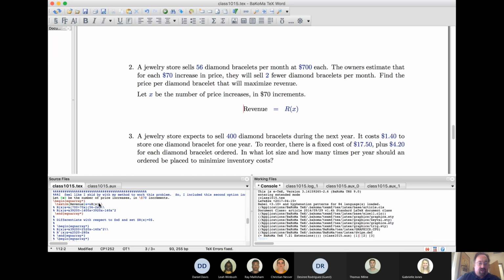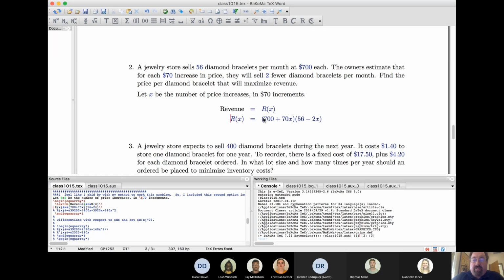All right, so revenue we're going to call R of X. What we have here, this part is the price. So $700 at the starting point, plus 70 times the number of price hikes that have been made. So in terms of the number of price hikes, that's the price, times how many are sold. Every time the price is hiked by $70, that's 2 fewer bracelets. So that's why we have a coefficient of 2 here, and we're selling fewer bracelets, so that's why it's negative. Revenue, of course, is going to be price times number of units sold, and here we've described both in terms of how many price hikes are made.